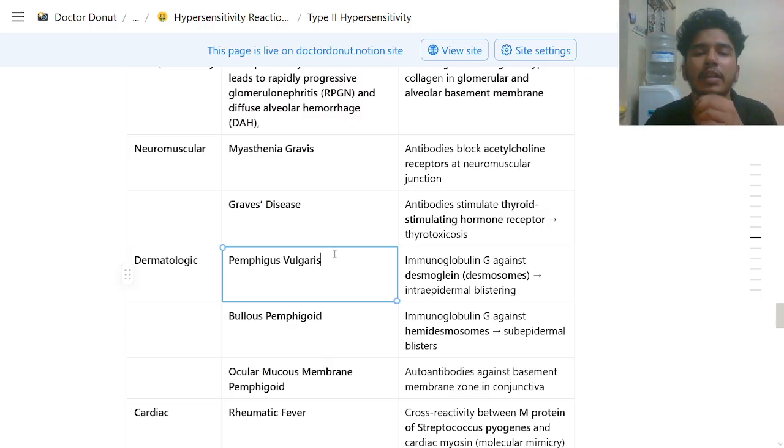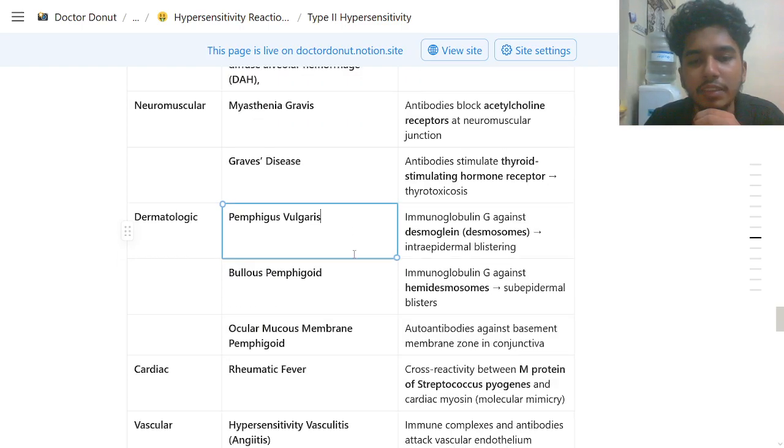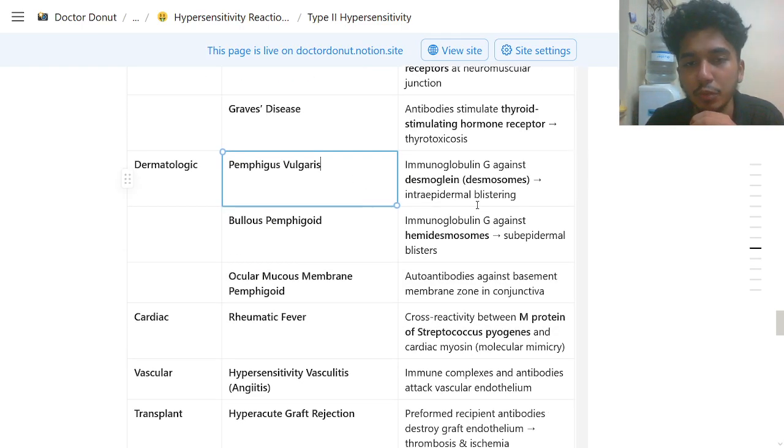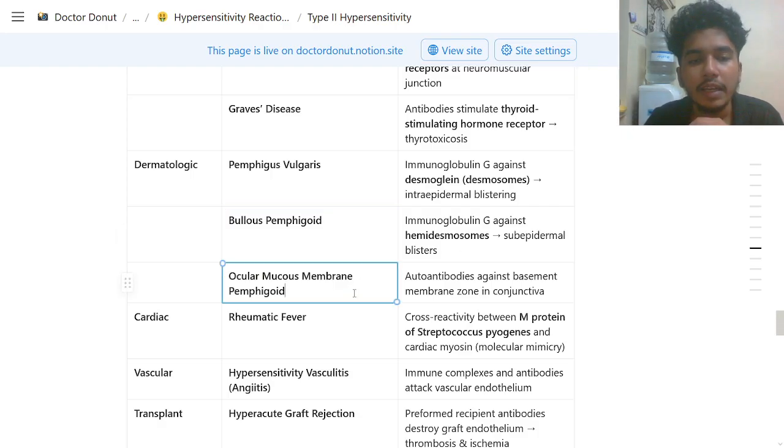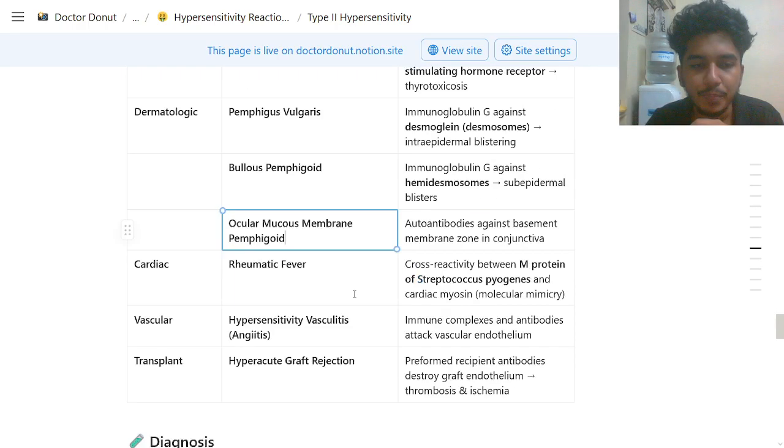So pemphigus vulgaris. Here you have IgG against the desmosomes, which leads to intraepidermal blistering. This is also an exam favorite question. We'll talk about the pemphigoids and the pemphigus later on. Then you have bullous pemphigoid, wherein IgG against hemidesmosomes leads to subepidermal blisters, right? And then you have ocular mucous membrane pemphigoid, wherein there are autoantibodies against the basement membrane in the conjunctiva.